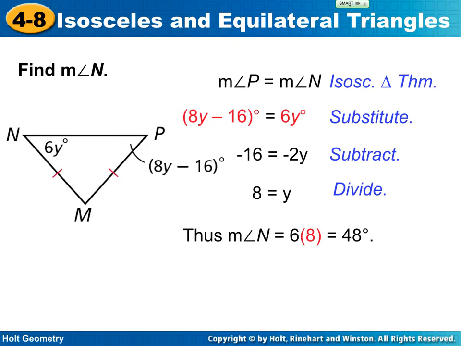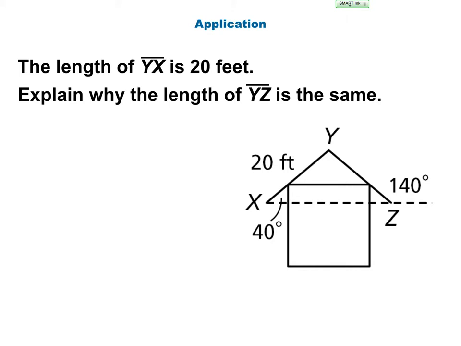And the converse starts with what? What's the hypothesis to use the converse? Is it the angles that are equal or the sides that are equal? The angles are the hypothesis part of the converse. The sides being congruent is the isosceles triangle conclusion. I think there are a few problems that might ask you to support it. This was just a where would I use this? If YX is 20 feet, explain why the length of YZ would be the same.